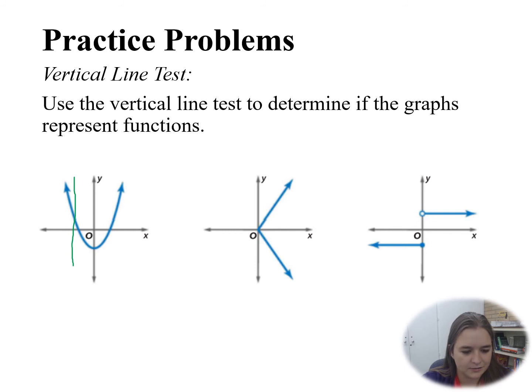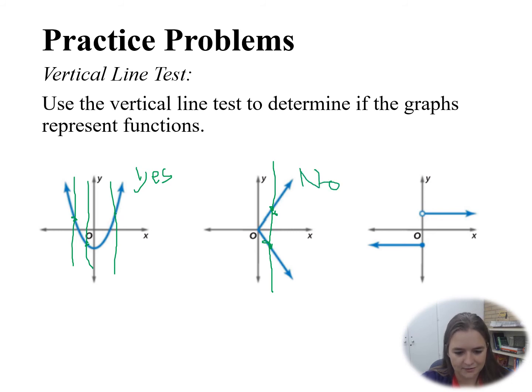My vertical line test shows me that if I scoot a vertical line across, I only ever hit the graphed line at one point. And in this case, that's true. This one is a function. This is a quadratic function. But if I do my vertical line test on my next example here, I notice that my vertical line hits 2 points on my graphed line. So this one is not a function. Sometimes when I have a domain value of positive 3, it might have a range of positive 3, or it might have a range of negative 3. This one is not a function.